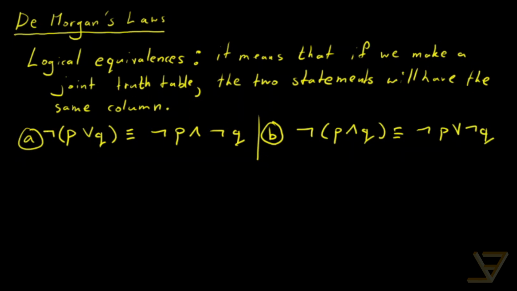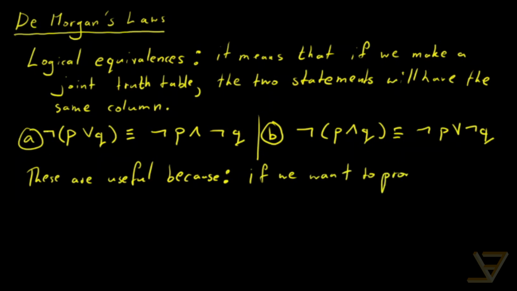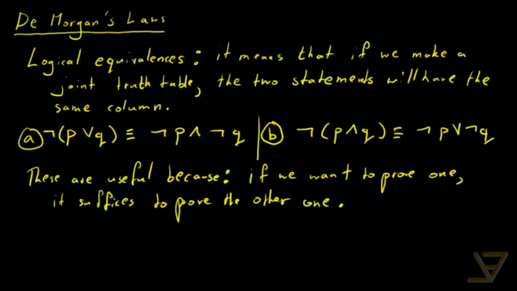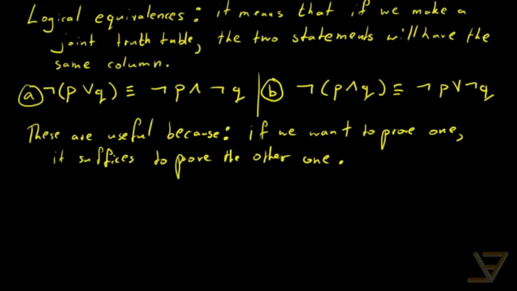Now, why are these useful? They're useful because of a property of logical equivalences. They're useful because if we want to prove one, it suffices to prove the other one. And that's helpful in math because sometimes we might not be able to prove one of them, but we might be able to easily prove the other one.